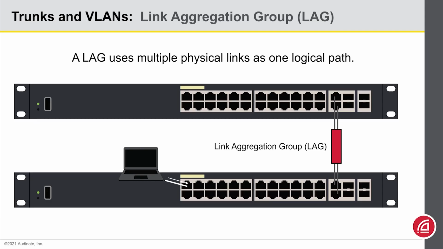A link aggregation group instructs your switch to use these two links as one logical path. So you will get double the bandwidth, but you won't get loops in your network, which created the broadcast storms. As we know, when the computer sends a DHCP request, that is a broadcast message that goes to every port on the network. However, the link aggregation group tells the switch that these two ports are being used as one. This is one logical path.